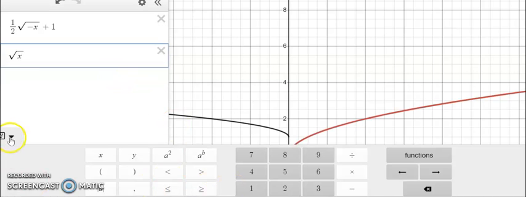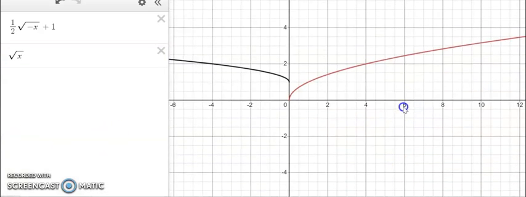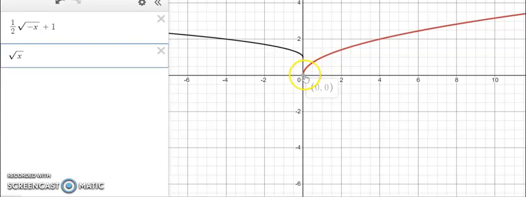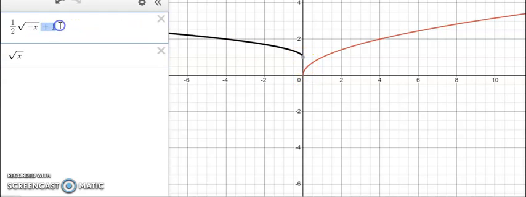All right, now let's look at our picture. The original was the red one. It's at 0, 0. Notice how we shifted. We went up 1. Our equation over here says up 1. It did reflect, but notice where the minus is. It's on the inside. So it reflected over the y-axis.